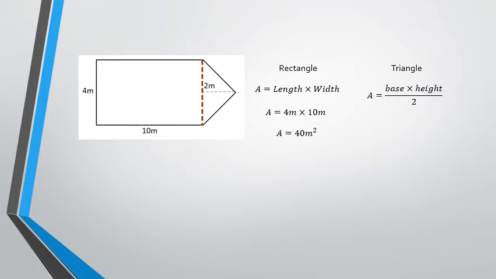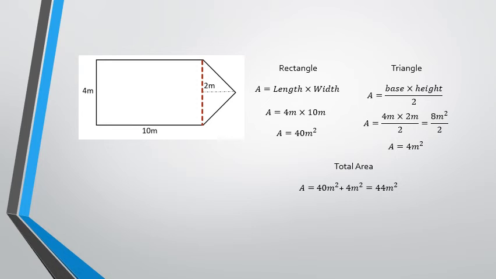The triangle, the area of a triangle is base times height over 2. So my base is 4, my height is 2. So we get 8 meters squared over 2, or 4 meters squared. So the total area would be the 40 meters squared from the rectangle and the 4 meters squared from the triangle, for a total of 44 meters squared.